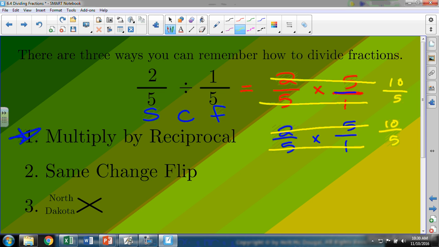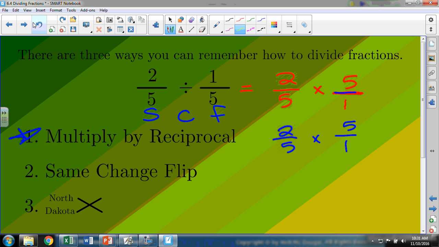Well, this is not the method that we're going to use in the video. They are both valid, they're both correct, and if you already remember multiply by the reciprocal, and if you already remember same, change, flip as a tool, go ahead and use the things that you already know. But what I would like to observe here, both of these had a situation where we took 5 times 2 to get the numerator. Both of these had 5 times 1 to get the denominator.